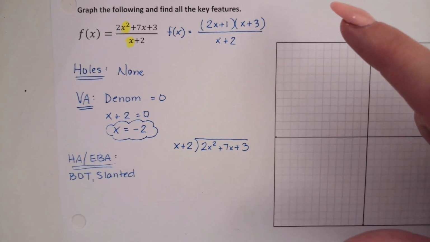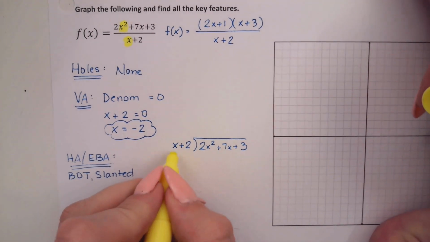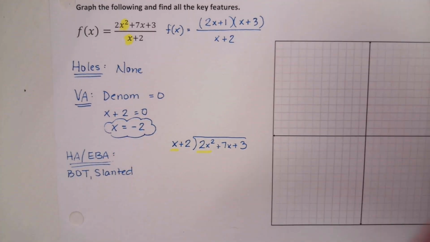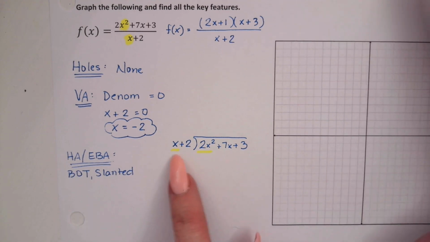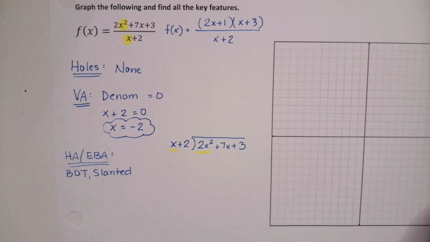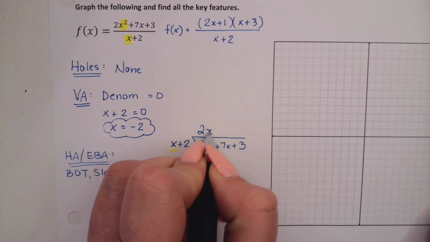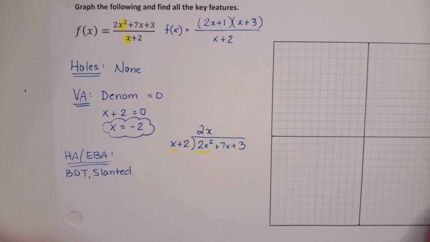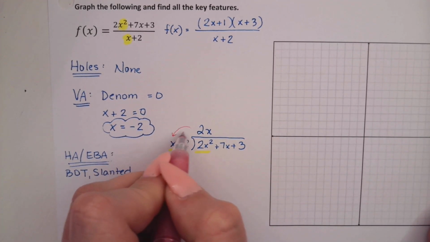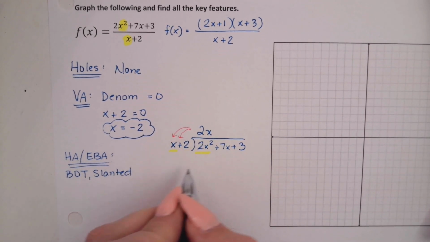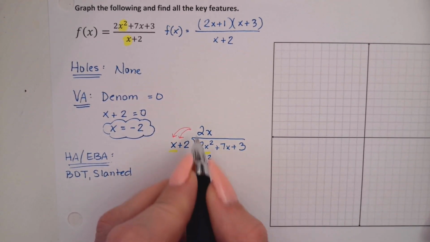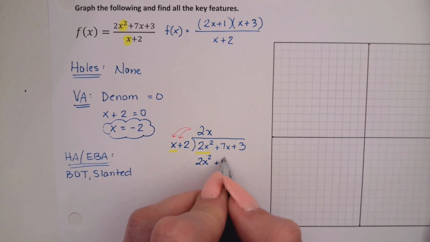So we're looking at the first term on the outside and the first term on the inside. And we're saying, what do I need to multiply x by to get it to be 2x squared? 2x. Yeah, so 2x goes in my quotient up top. And then I need to take that 2x and distribute it off the side. 2x times x is 2x squared. 2x times 2 is 4x.